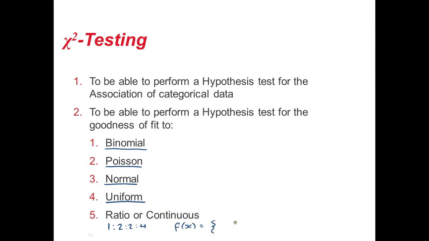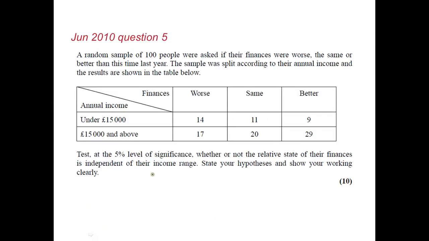So as long as you can work out the underlying probabilities, you can then multiply up by your sample size to get your expected values in that context anyway. So just be very aware that you may be given a distribution that is unfamiliar to you, but that really shouldn't matter. Okay, so June 2010, question 5.